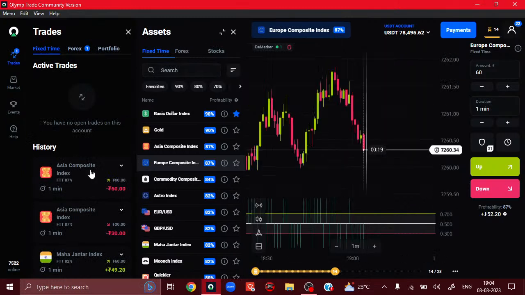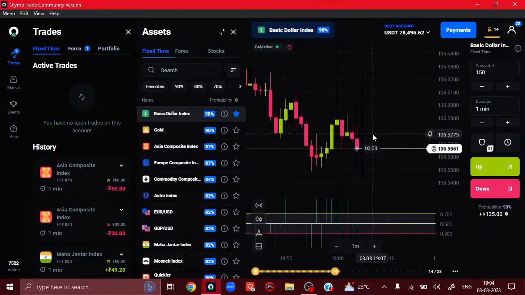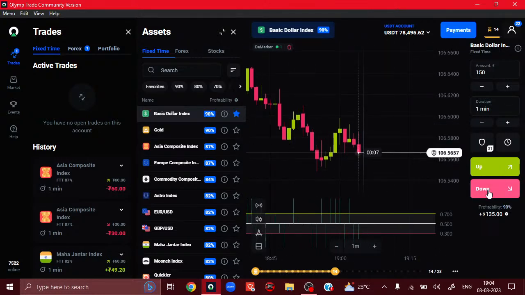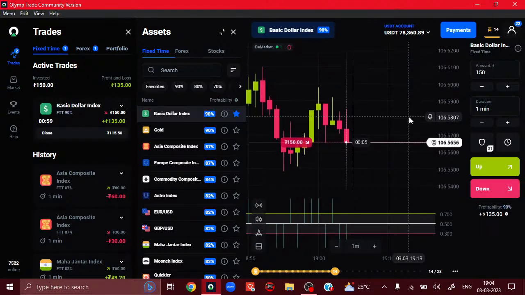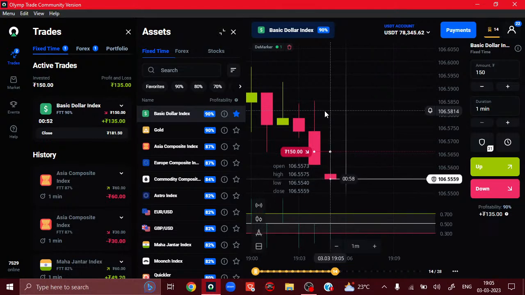Okay, so we lost two trades now. Since discipline is very important, we will stick to the plan. Now we will use the martingale principle and make the third trade. Let us try to find an entry. I think we have an entry in basic dollar index in downward direction. 1 minute trade here. Let us wait for this trade to close now.